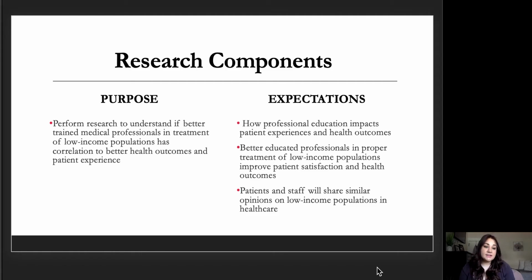The expectations that I have for this study are to understand how professional education impacts patient experiences and their health outcomes. If there is an impact, what kind of education would actually impact, and so on. Another expectation is how better educated professionals in the proper treatment of low-income populations does improve patient satisfaction and health outcomes. And lastly, that patients and medical staff will share similar opinions on how low-income populations are represented in healthcare.